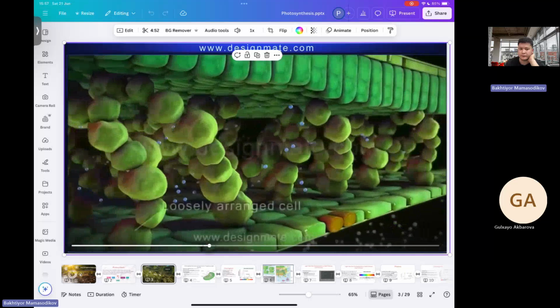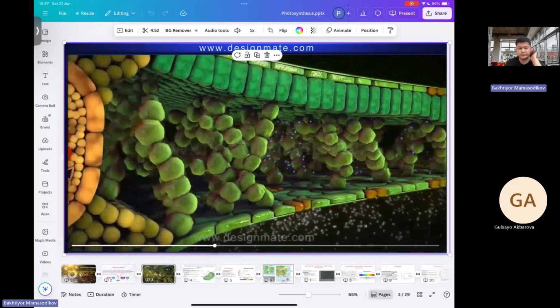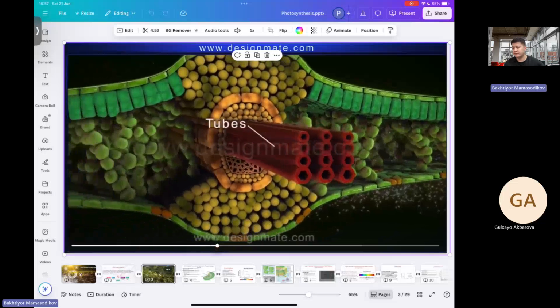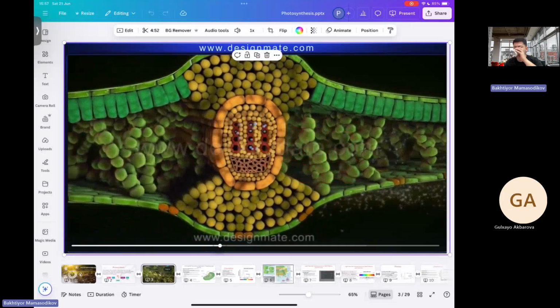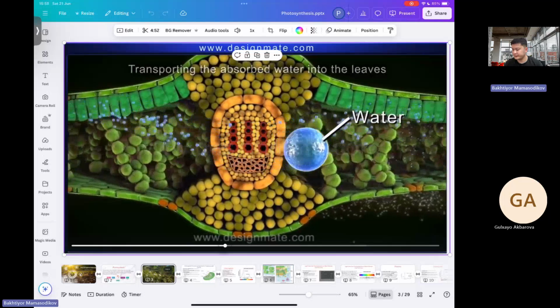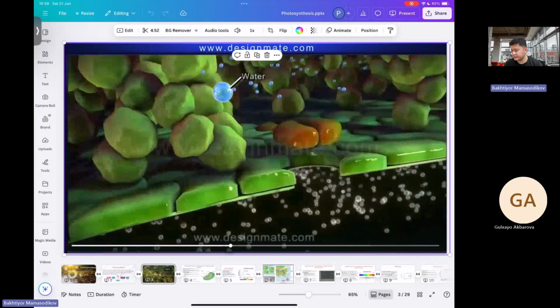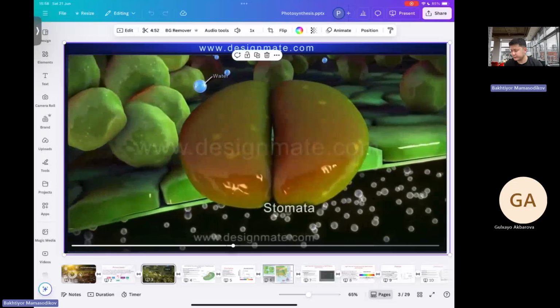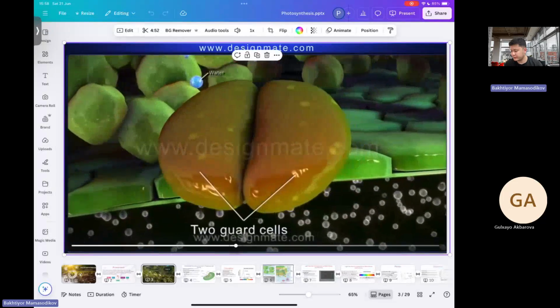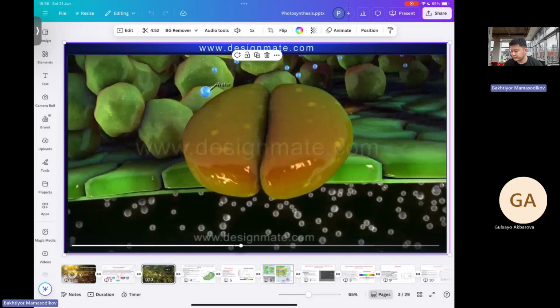The next layer has loosely arranged cells with large air spaces. The section also shows tubes specific for transporting the absorbed water into the leaves. See, the lower layer has many pores called stomata. Each stoma is surrounded by 2 guard cells, which regulate opening and closing of the stomata.